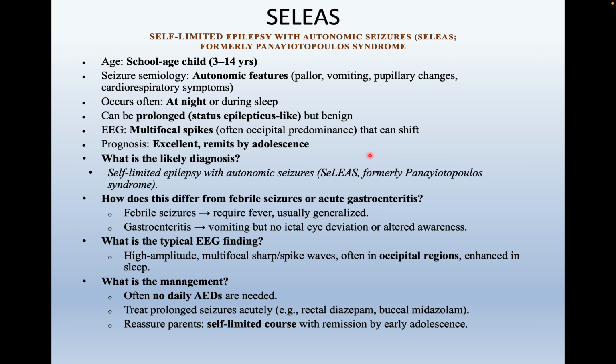Prognosis is excellent, and it remits by adolescence. Nothing at all needs to be done; it is a self-limited epilepsy. How does it differ from febrile seizure and acute gastroenteritis? Febrile seizure requires fever and is usually generalized, and gastroenteritis is usually associated with diarrhea, and there is no ictal eye deviation or altered awareness.